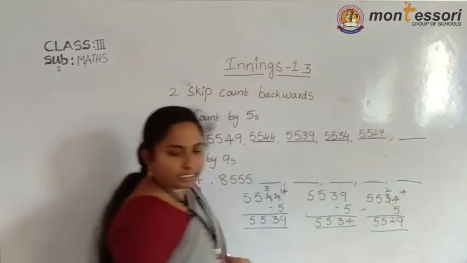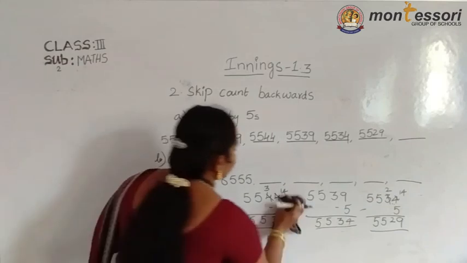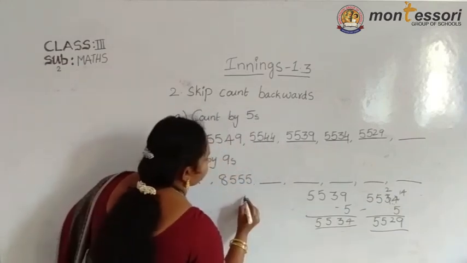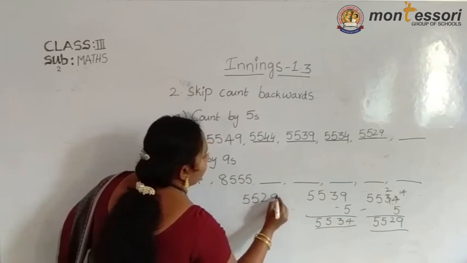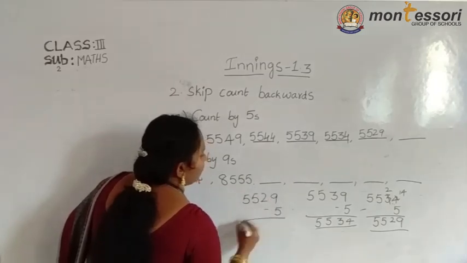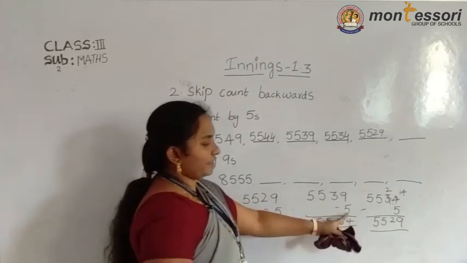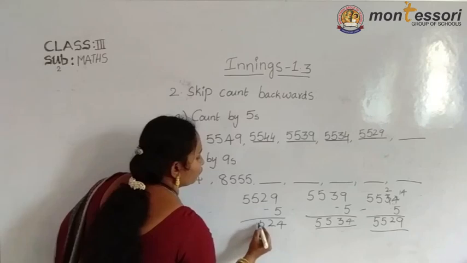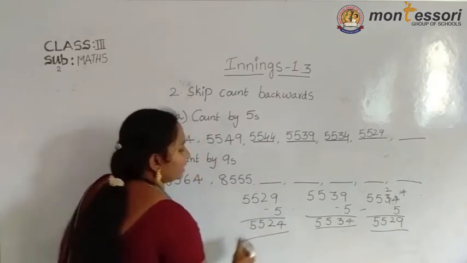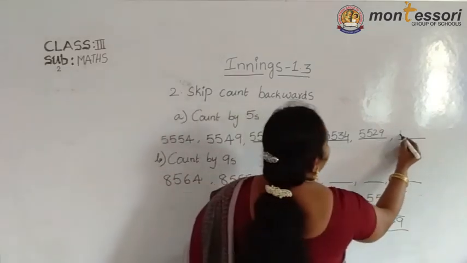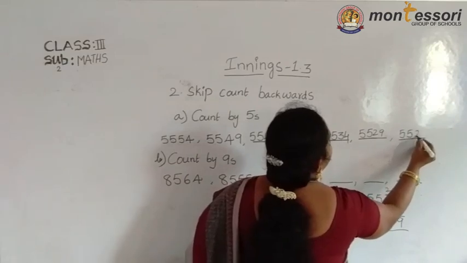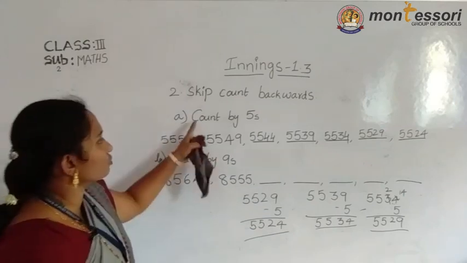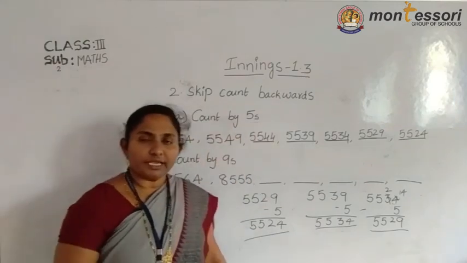5529. And here, what is the answer we got here? 5529 minus 5. 9 minus 5, we know that. 9 minus 5, 4. 2, 5, 5. What is the answer? Yes, 5524. Okay, this is the answer. Count by 5s. Okay, understood?